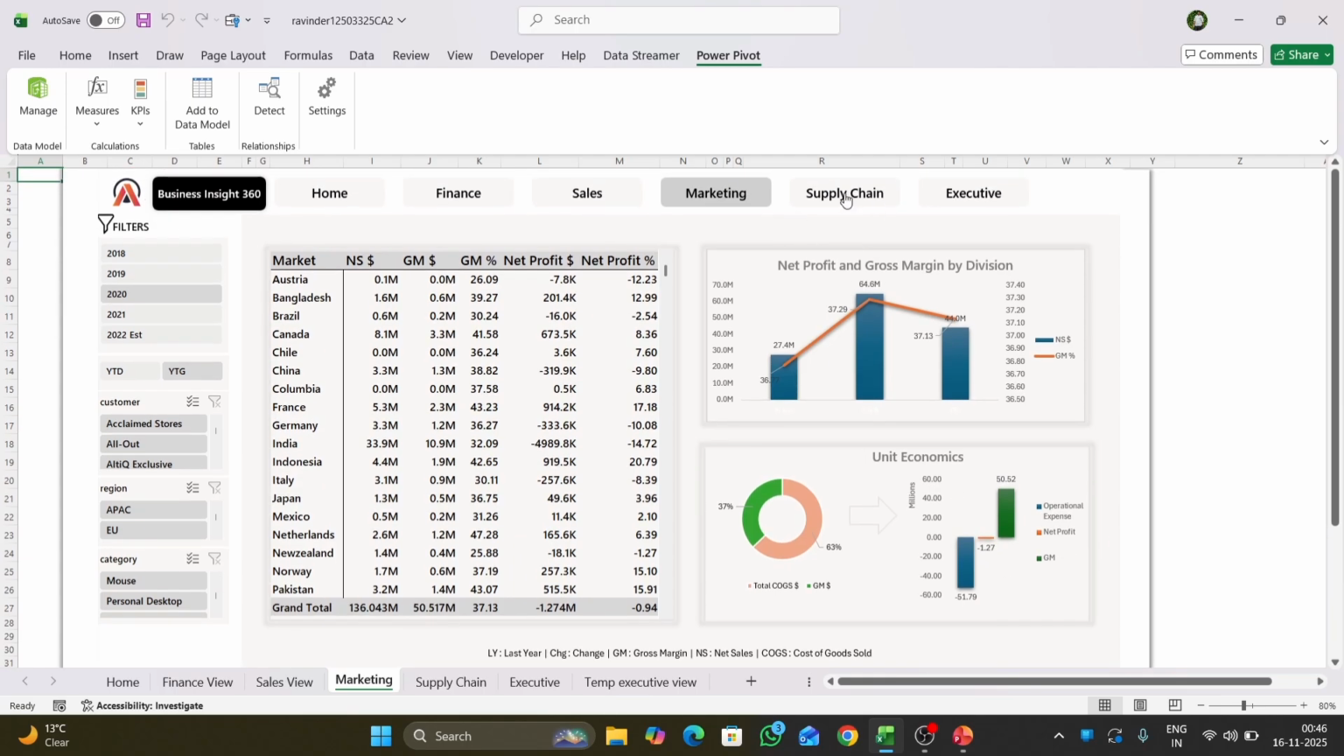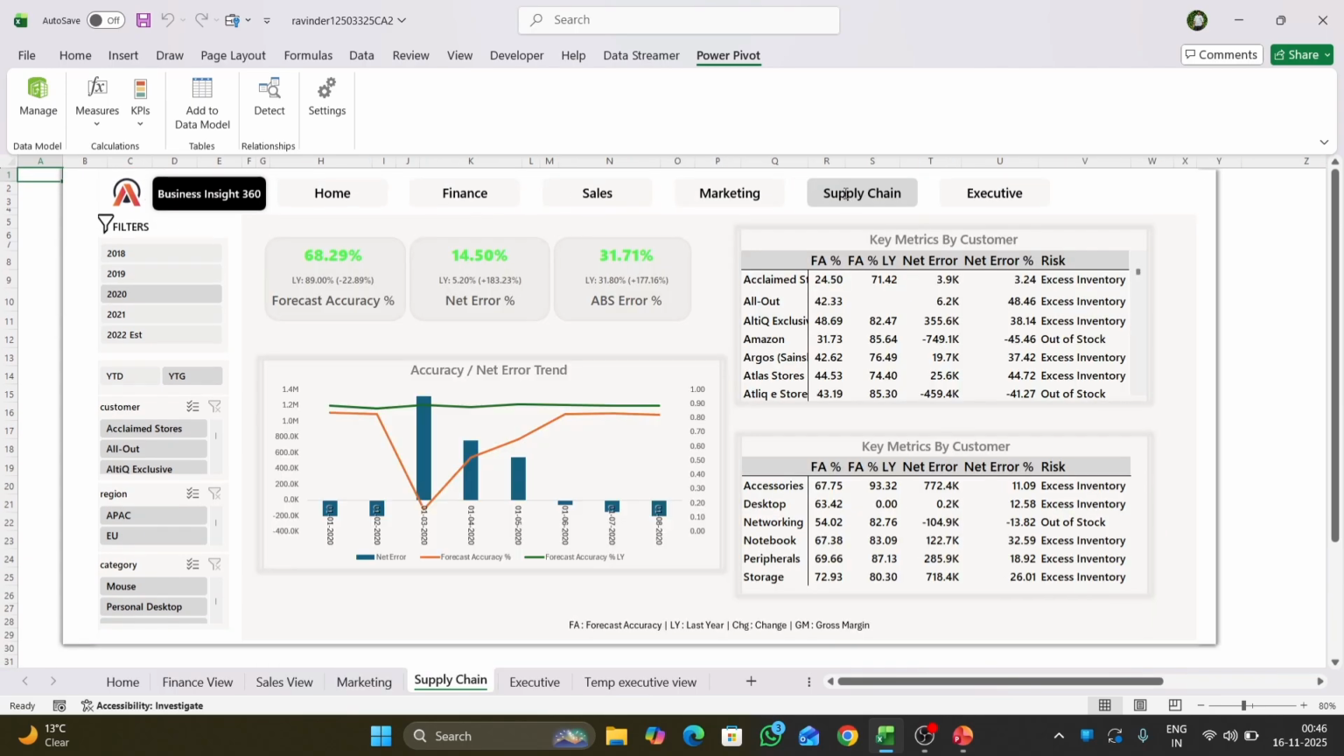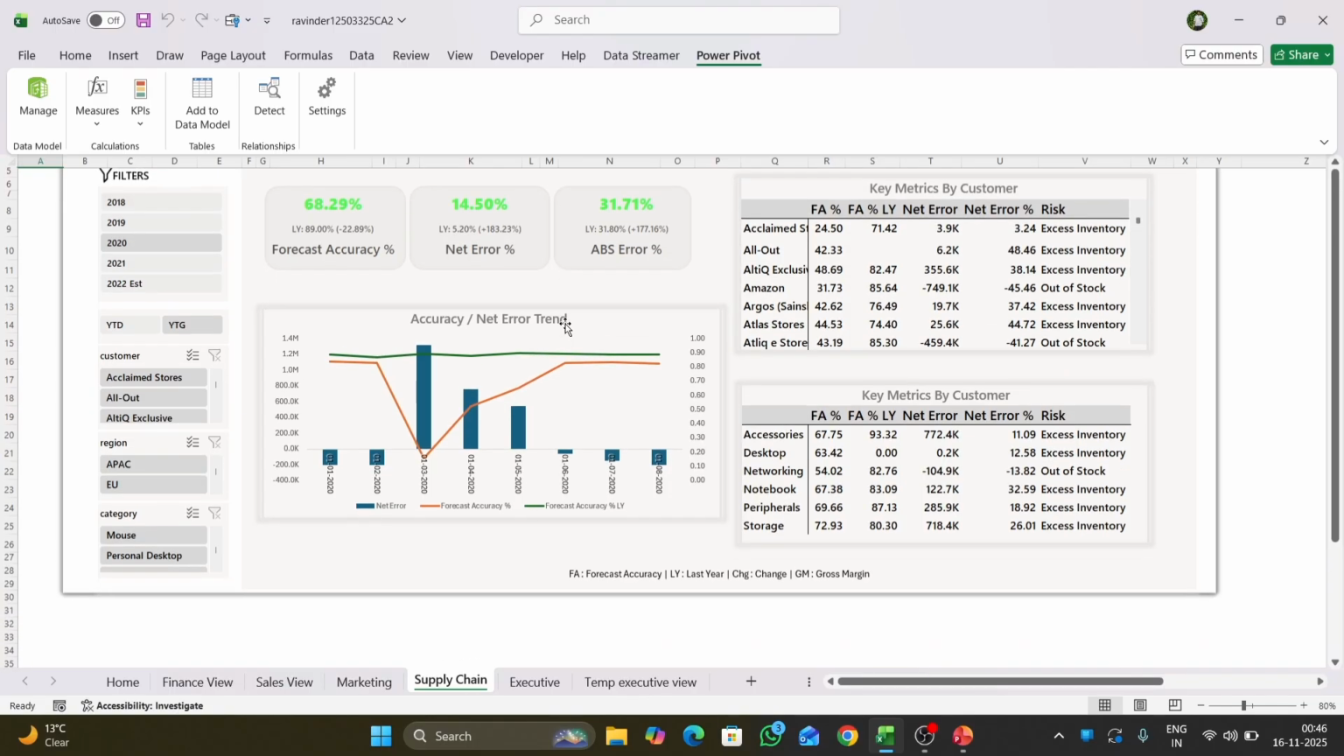After that, we have the supply chain dashboard. The supply chain dashboard monitors demand planning and forecasting here. First, we have forecast accuracy KPIs. It shows forecast accuracy percentage, net error percentage, and absolute error percentage. This helps us to measure how close forecasts are to the actual sales.